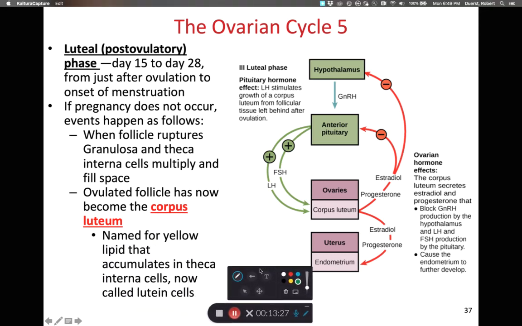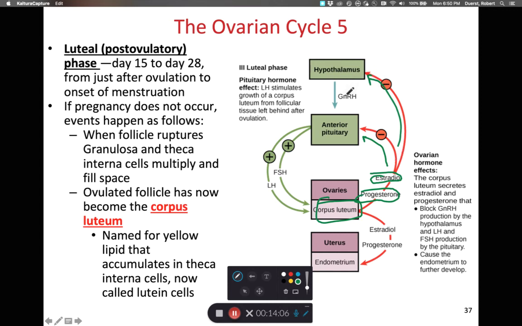So let's go back to the hormones of the cycle, where we've talked about ovulation, we've talked about the follicular phase and how it led to ovulation, and now we're at the post-ovulatory, the luteal phase of the ovarian cycle. And now instead of having a follicle on the ovary, we now have a corpus luteum on the ovary. This corpus luteum is going to release high concentrations of estrogen and progesterone. And they are going to have inhibitory effects on the anterior pituitary gland and the hypothalamus.